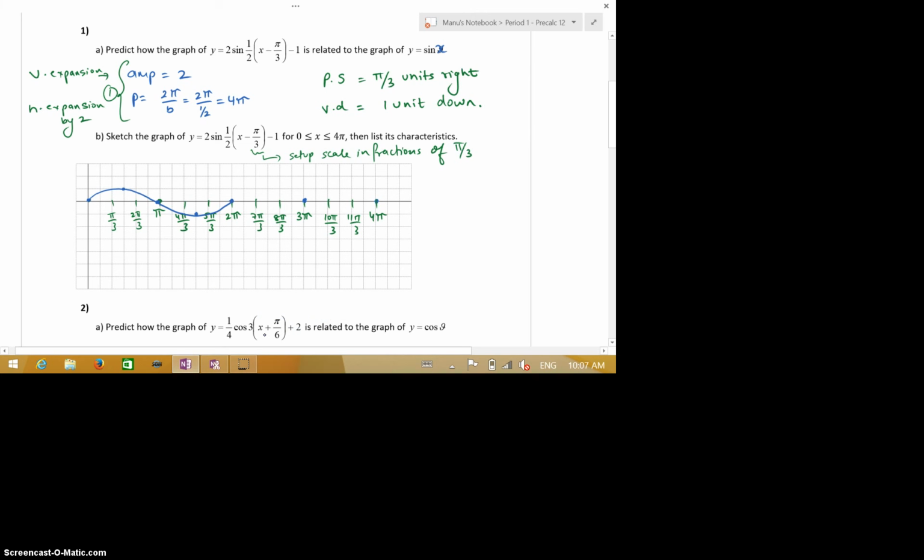Okay, that's going to be the original graph, sine of x or sine of theta. Similarly, it's periodic. It's going to continue on. It's got zeros at 3 pi and 4 pi. Halfway between those, at 5 pi over 2, it's going to have a maximum. And at 7 pi over 2, it's going to have a minimum.